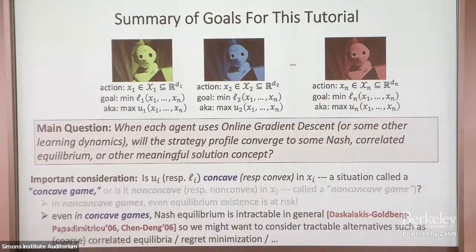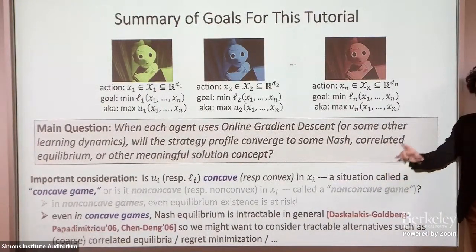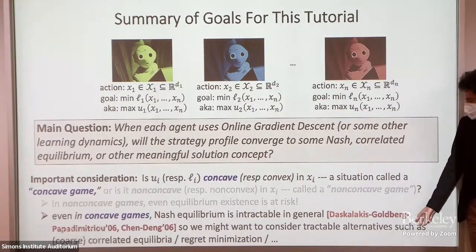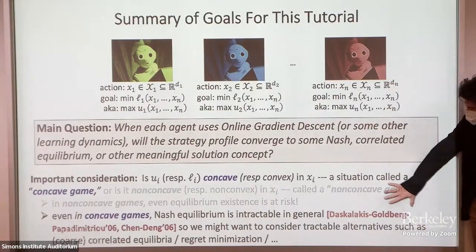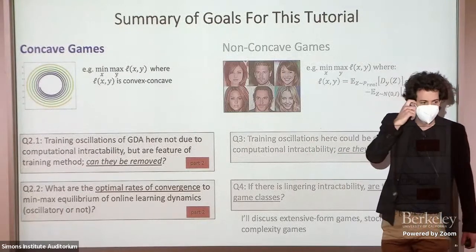As I was saying just now, I'm going to focus on concave games for this hour. In concave games, Nash equilibrium is intractable in general, unless the game is special. So I will mostly be focusing on either special games, like two-player zero-sum games, or solution concepts that are tractable, like correlated equilibria or minimizing regret. Okay, so this is our focus now. In particular, I'm focusing on this left-hand side of the board.